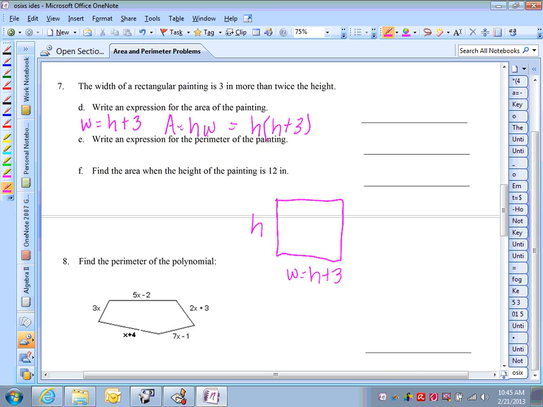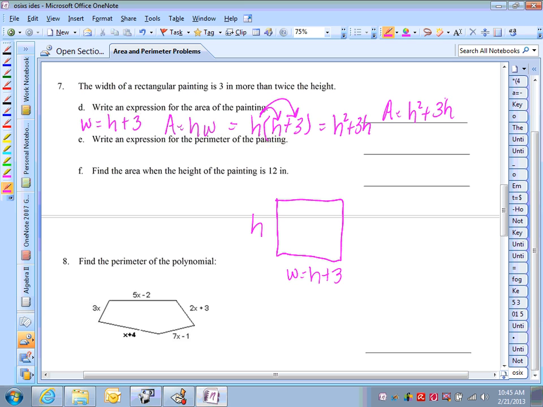So now I distribute my H inside this parentheses, correct? So I end up with H squared plus 3H. So the area of the painting is the height squared plus 3H.